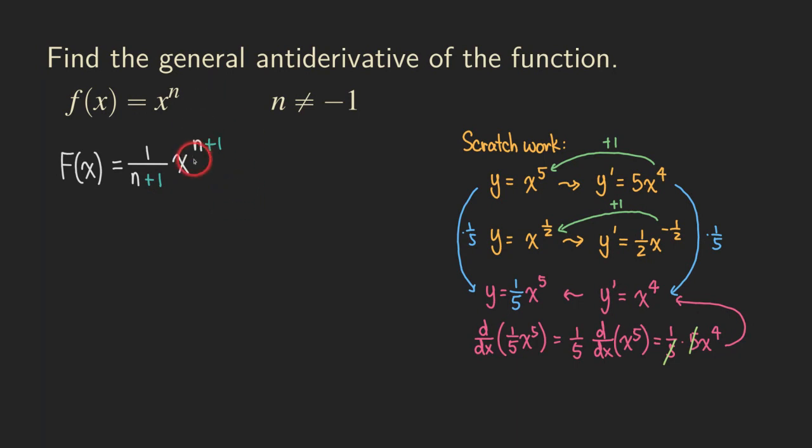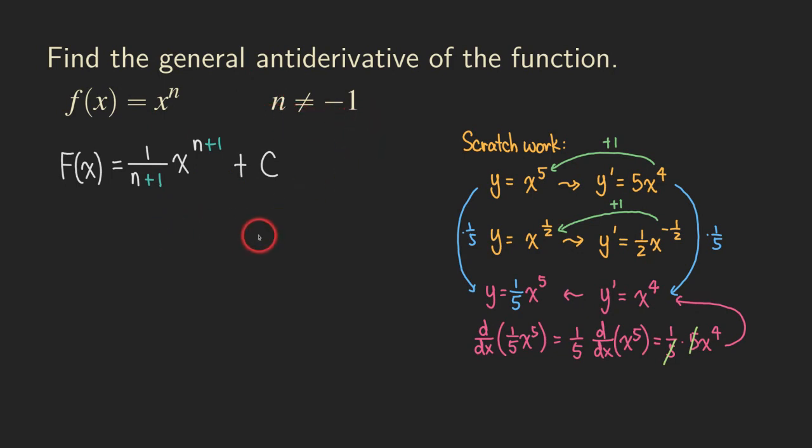And then, of course, because we're finding the general antiderivative, we can actually add any constant that we want in this case. Because whenever we differentiate a constant, we are going to get a 0. So when we differentiate this function, we are going to get f, which is x to the n, without adding any other stuff, because the c will disappear when we differentiate it. Okay, so that's the general antiderivative for x to the n when n is not equal to -1.